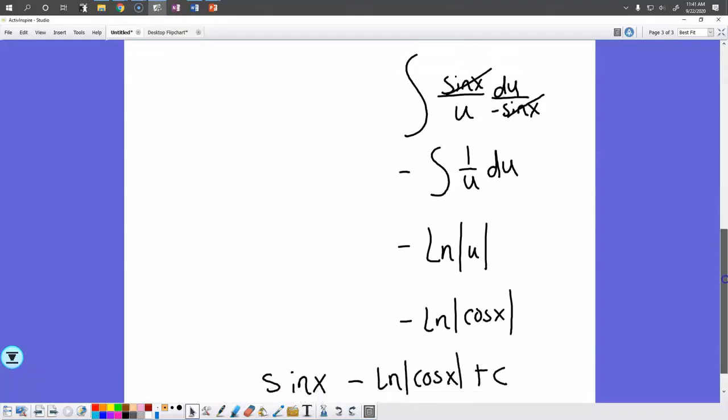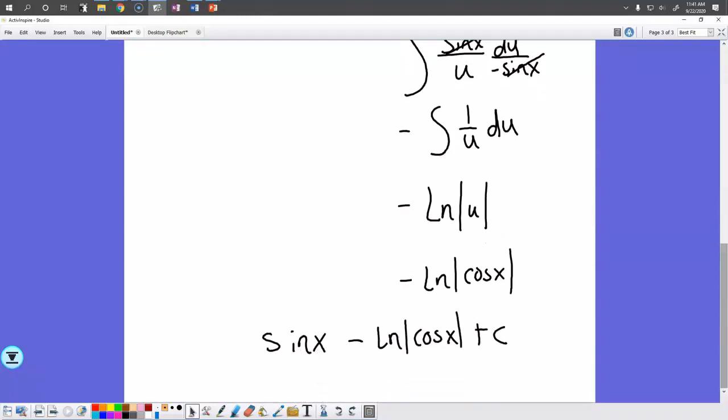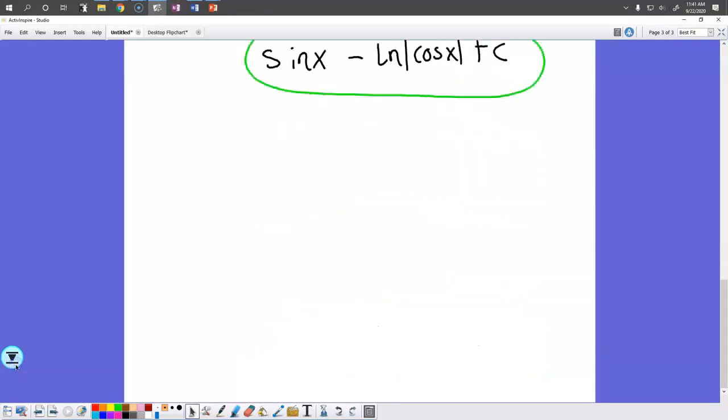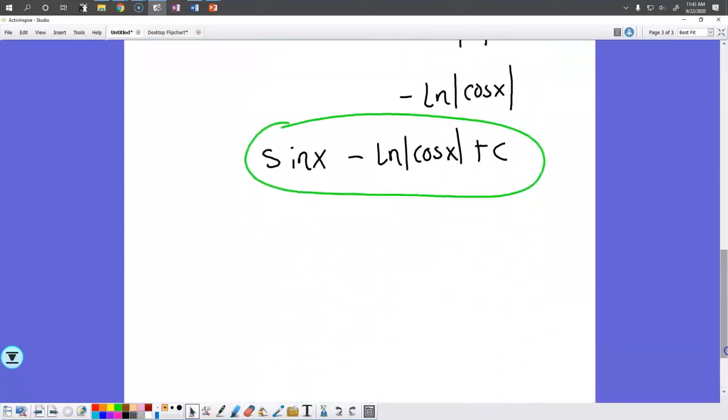So if we put those together, sine x being added to a negative ln of cosine x, you can just make it minus, because when you add a negative, it's the same thing as subtraction. And then don't forget your c. So here would be our final answer. A good way to check your work, if you're interested, you don't have to, would be to take the derivative. So use what we learned in Unit 1 and see what you get if you were to take the derivative.